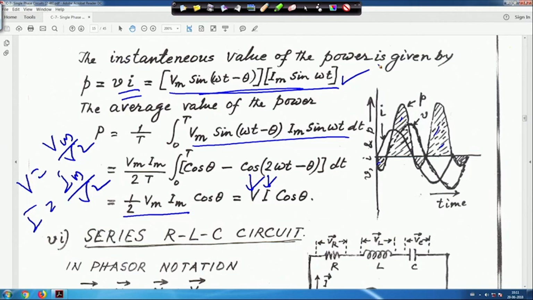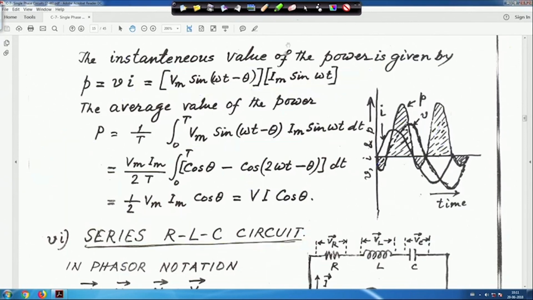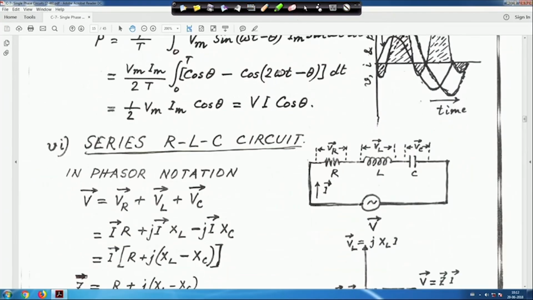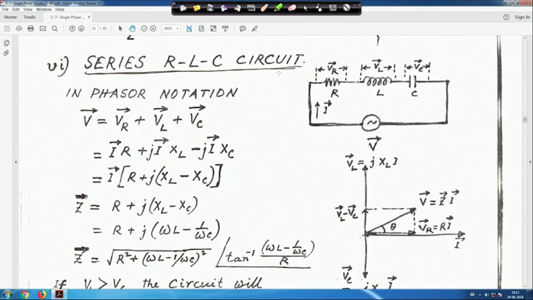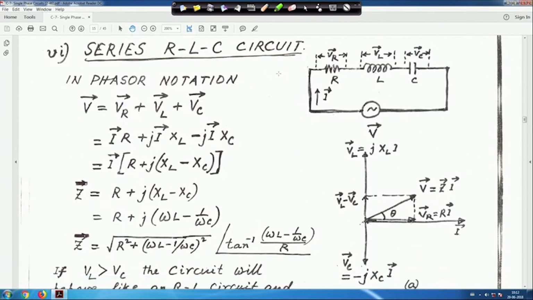So this is the series RC circuit. Now we will see the series RLC circuit. For the series RLC circuit, we have three elements in series. The voltage across R is VR, the voltage across L is VL, and the voltage across C is Vc, and you put the instantaneous polarity plus minus. The current flowing through this is I.